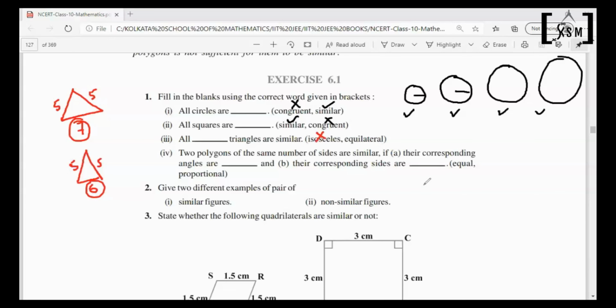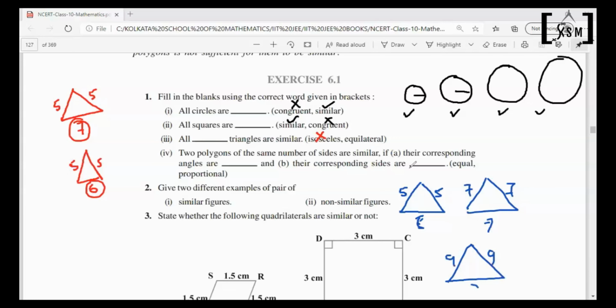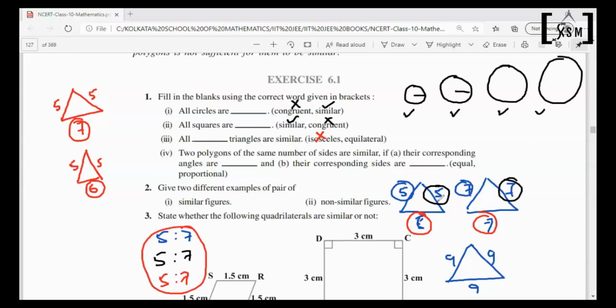Let's say there is an equilateral triangle with the sides 5, 5, 5, and there is another equilateral triangle, let's say 7, 7, 7. There is a third equilateral triangle, let's say 9, 9, 9. So you can say that the ratio is 5 to 7. Another side ratio, this 5 and this 7, again the ratio is 5 to 7. And the third side ratio, 5 to 7 again. So all these three ratios are equal, correct?